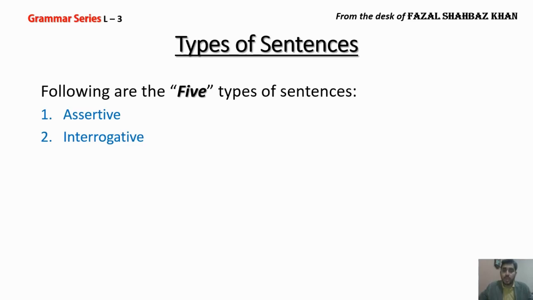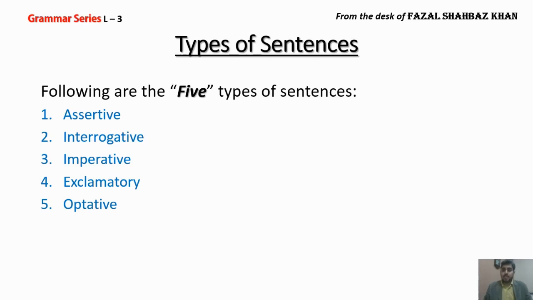When we take the verb out of it, we can say interrogate. But when we write it as an adjective, then in the shape of an adjective, it must be pronounced interrogative. So the first is assertive and the second is interrogative. The third is imperative. The fourth is exclamatory. And yes, last but not the least, and I repeat, last but not the least, is optative. So these are the 5 general and professional types of sentences.